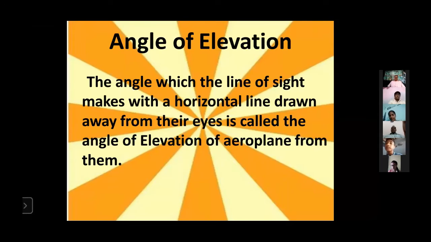The angle which the line of sight makes with a horizontal line drawn away from their eyes is called the angle of elevation of the aeroplane from them. Angle of elevation is when we are observing the aeroplane from down to upwards, and from the eye there is a horizontal line. When the line of sight and horizontal line intersect, an angle is formed. That angle is called angle of elevation.